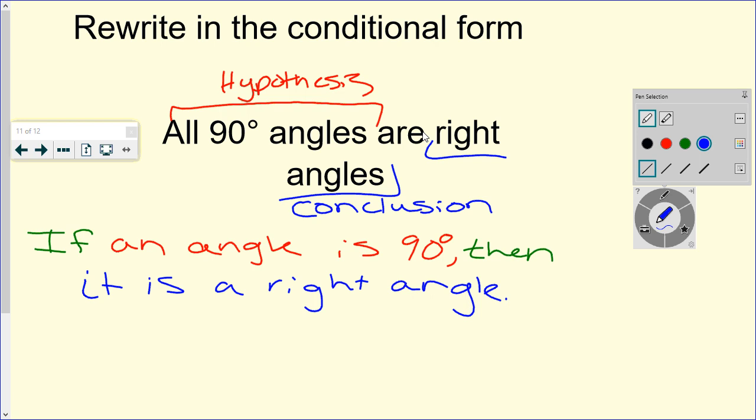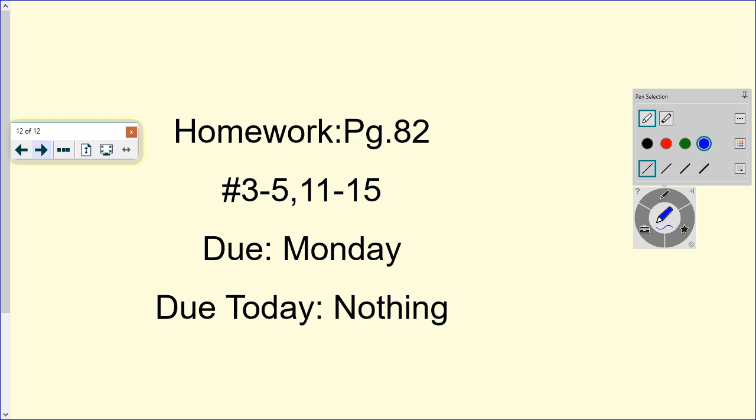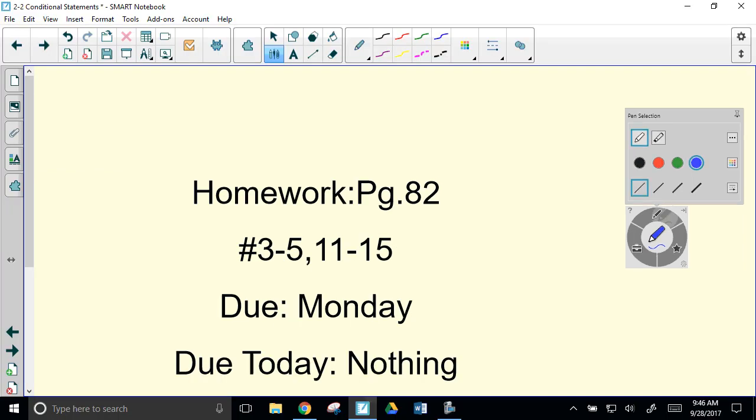Alrighty, we'll let you guys get to work so you can ask plenty of questions. So today's homework, is anybody still writing that one down? Today's homework is on page 82, numbers 3 through 5, 11 through 15, due Monday, and today nothing is due. But I would probably make sure you finish up yesterday's assignment first because that one is due tomorrow, but I think a lot of you finished it or were near finished with it.